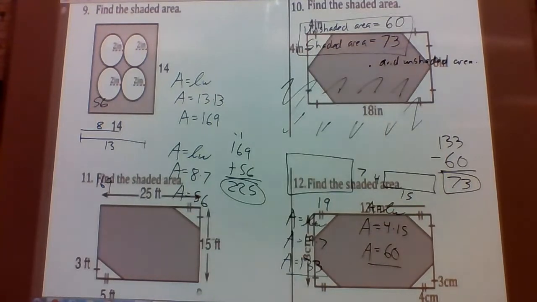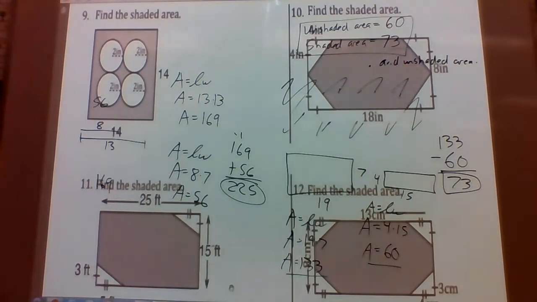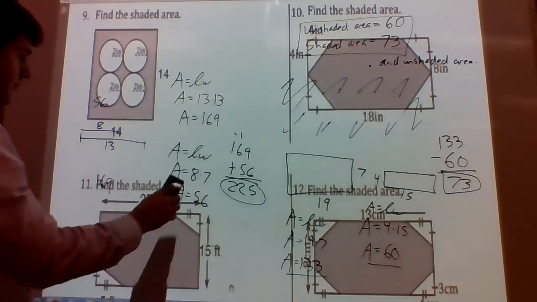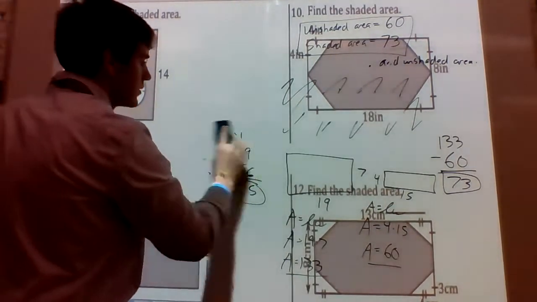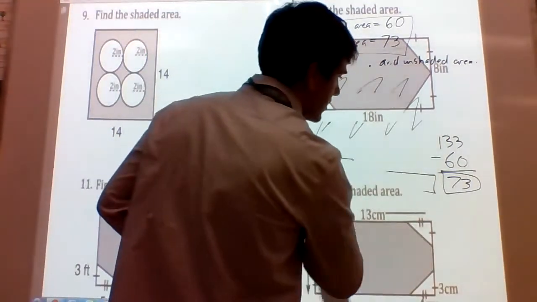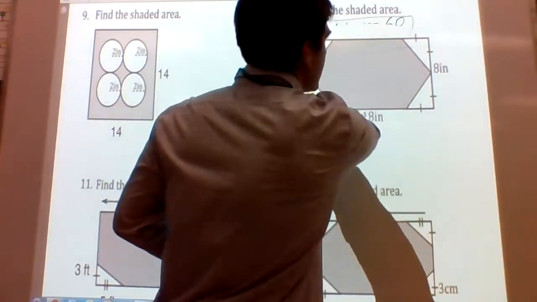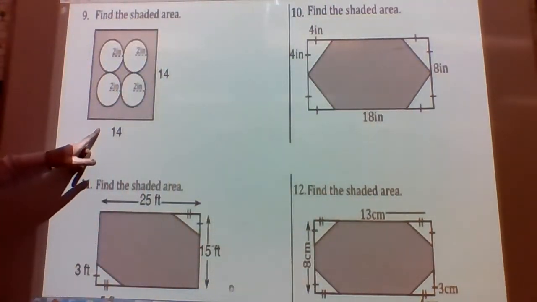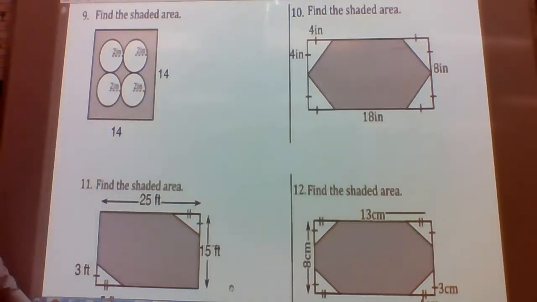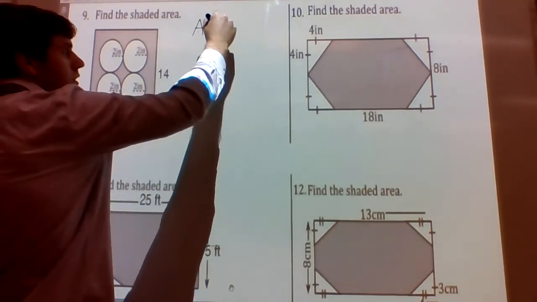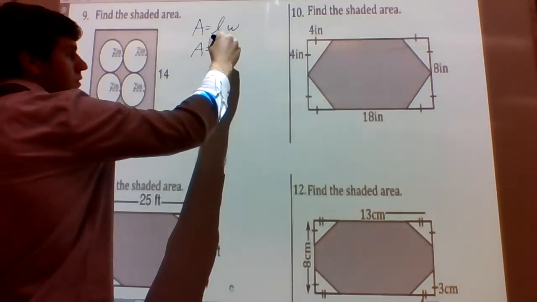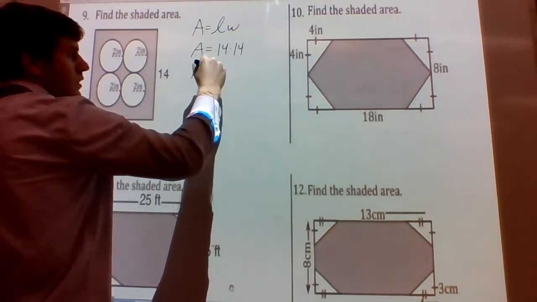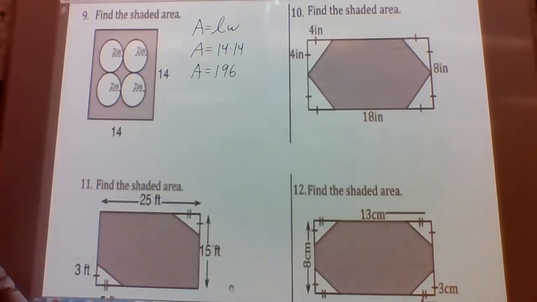So now we have number 9. Find the area again of the shaded area. So the large rectangle is length times width. So we have 14 by 14, which is going to give us 196.